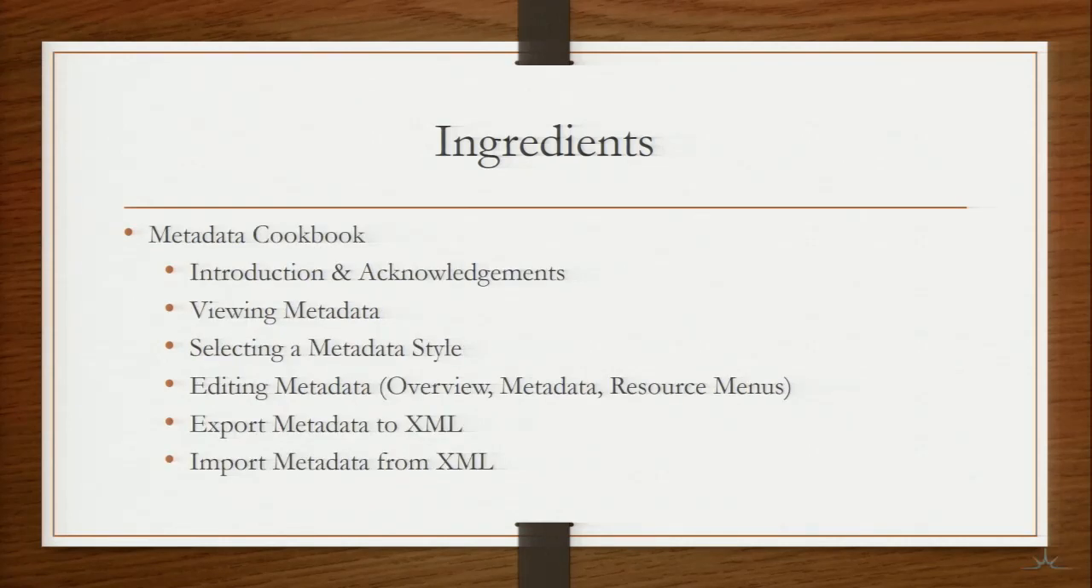So onto the ingredients, also known as the table of contents. We have an introduction and acknowledgement section, a section on viewing metadata, selecting a metadata style sheet, editing metadata. This is really probably the most powerful part of the document, as it really does take you through the Arc Catalog menus and submenus at the element level and explains how to populate those different elements. Next up, we have exporting metadata to an XML file, and then finally importing metadata from an XML file.